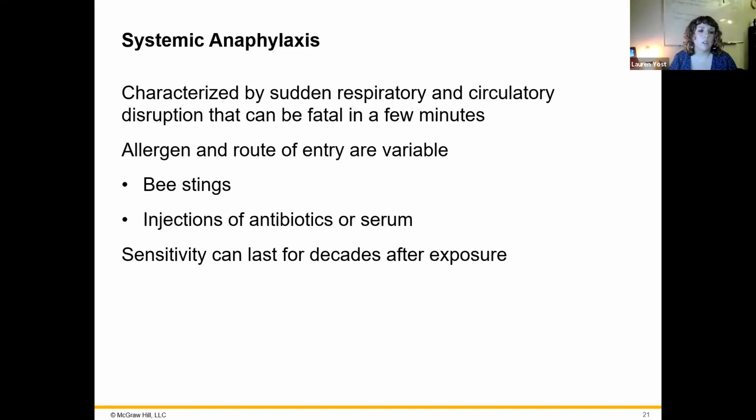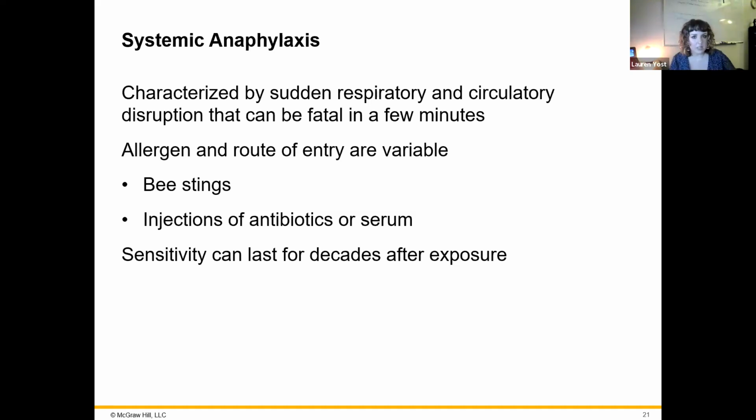So we can also talk about the systemic anaphylaxis. This is going to be a sudden respiratory and circulatory disruption. This can be fatal within minutes. It's often due to injections, but not always. So the allergen and route of entry will be variable.